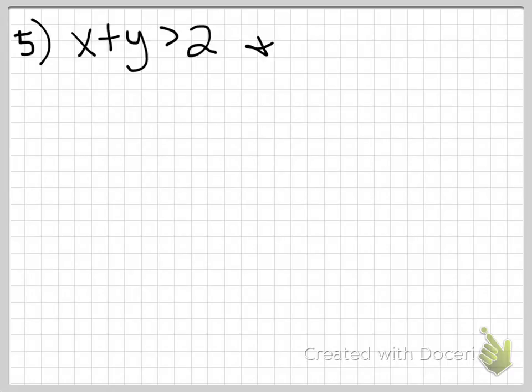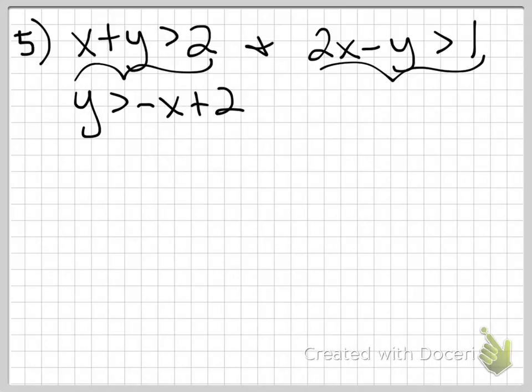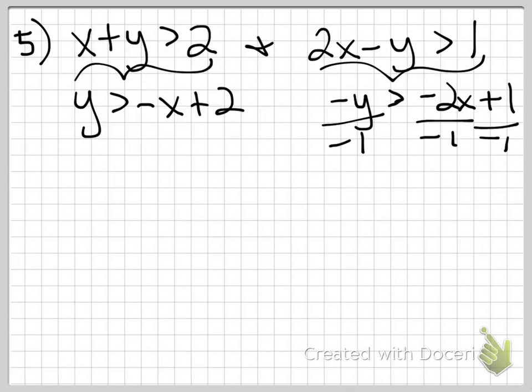Okay. And I've got one last one just for a little fun. Okay, and again, I wrote it like this just because we're going to have to isolate the y. This one on the left is going to be super easy. Y is greater than -x plus 2. Okay, this one not as easy. I'm going to go ahead and move that 2x over, so I subtract it. And then I do need to divide by a -1.